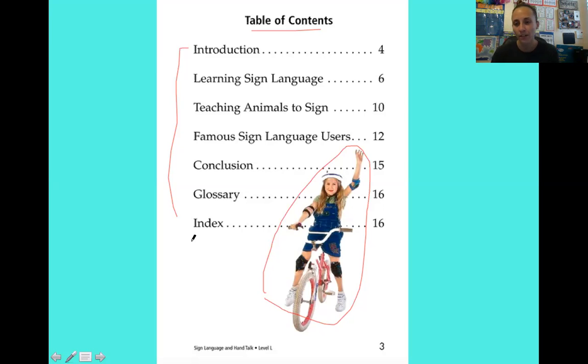What is the purpose of an informational text most of the time? To inform us, to teach us something. We are going to be learning about sign language. Okay?